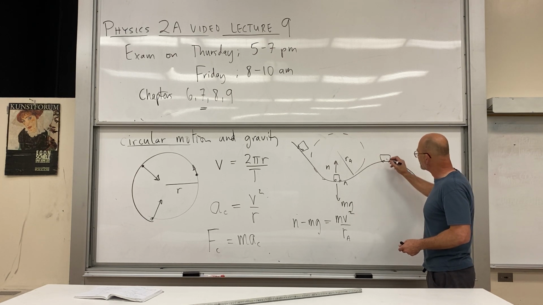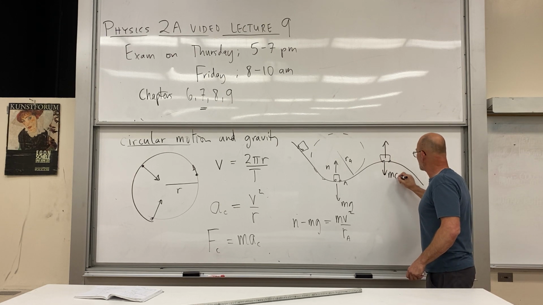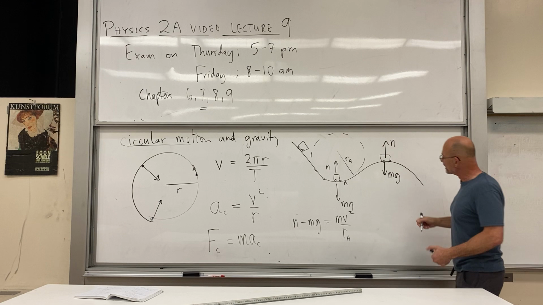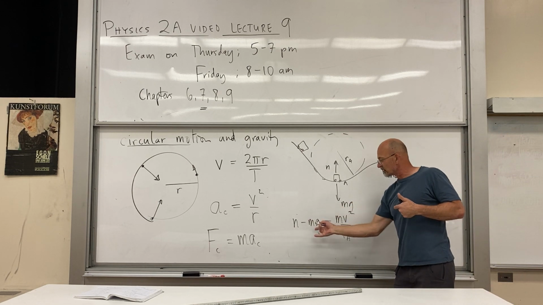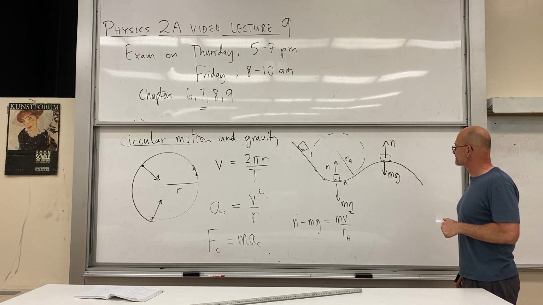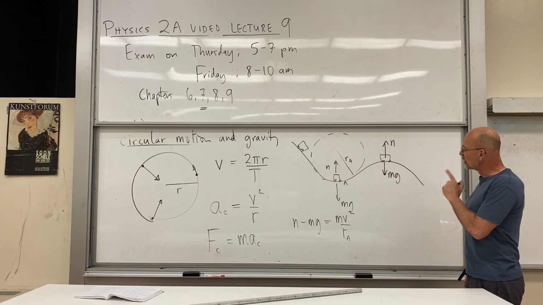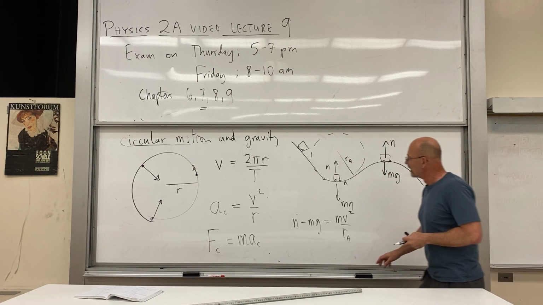If you're on top of the hill, you actually have the same free body diagram, but your positive direction is down, so you actually have to reverse the order of these, and you get an interesting result that is somewhat different. Okay. So we wanted to know the roller coaster.